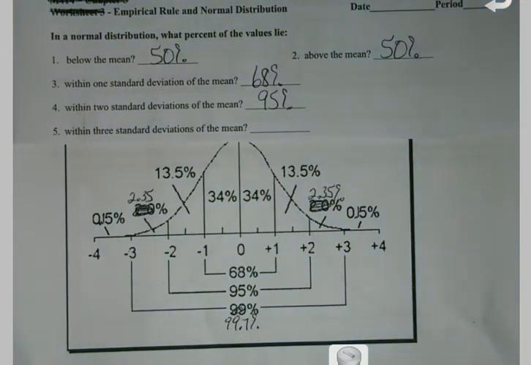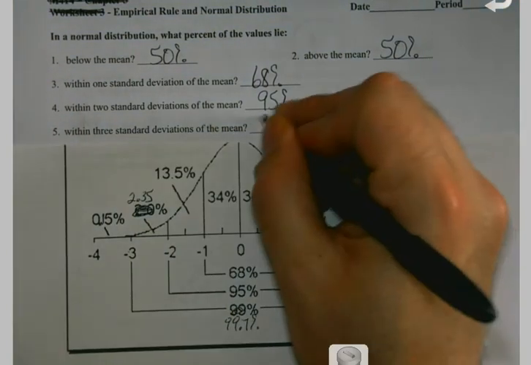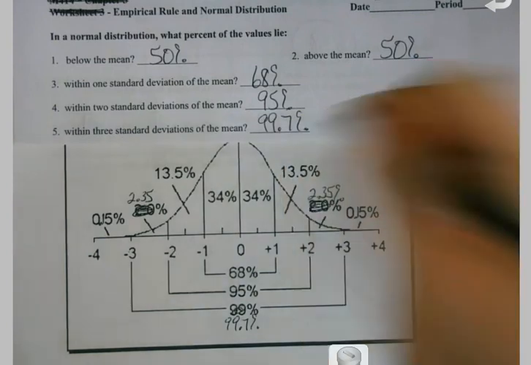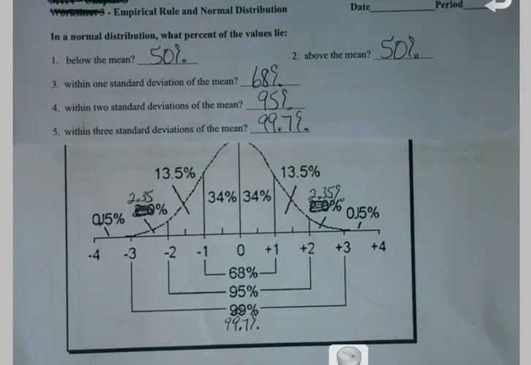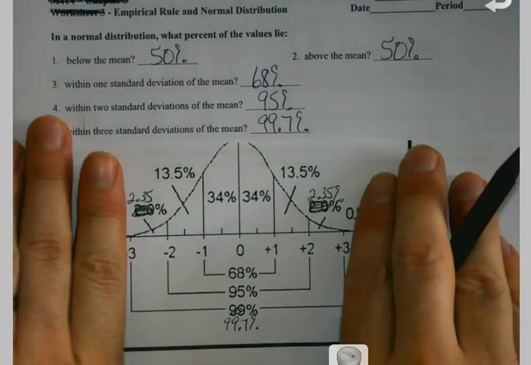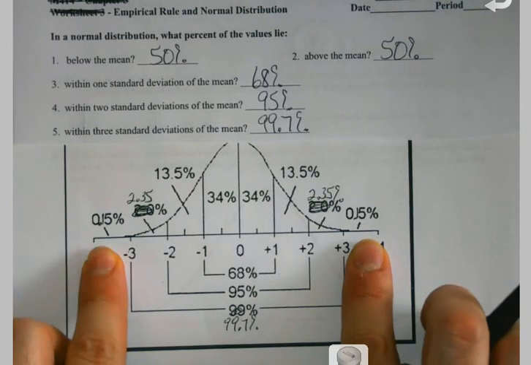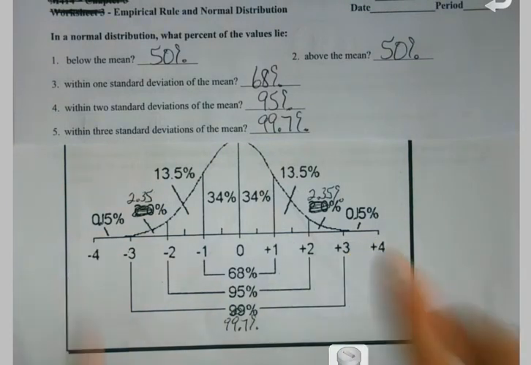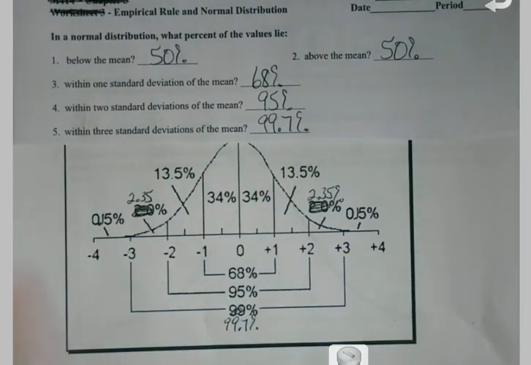And then within 3, almost all of them. The only part we won't have at this point is that 0.15 that's on each side. So we got 3/10 there, but 99.7% of them will.